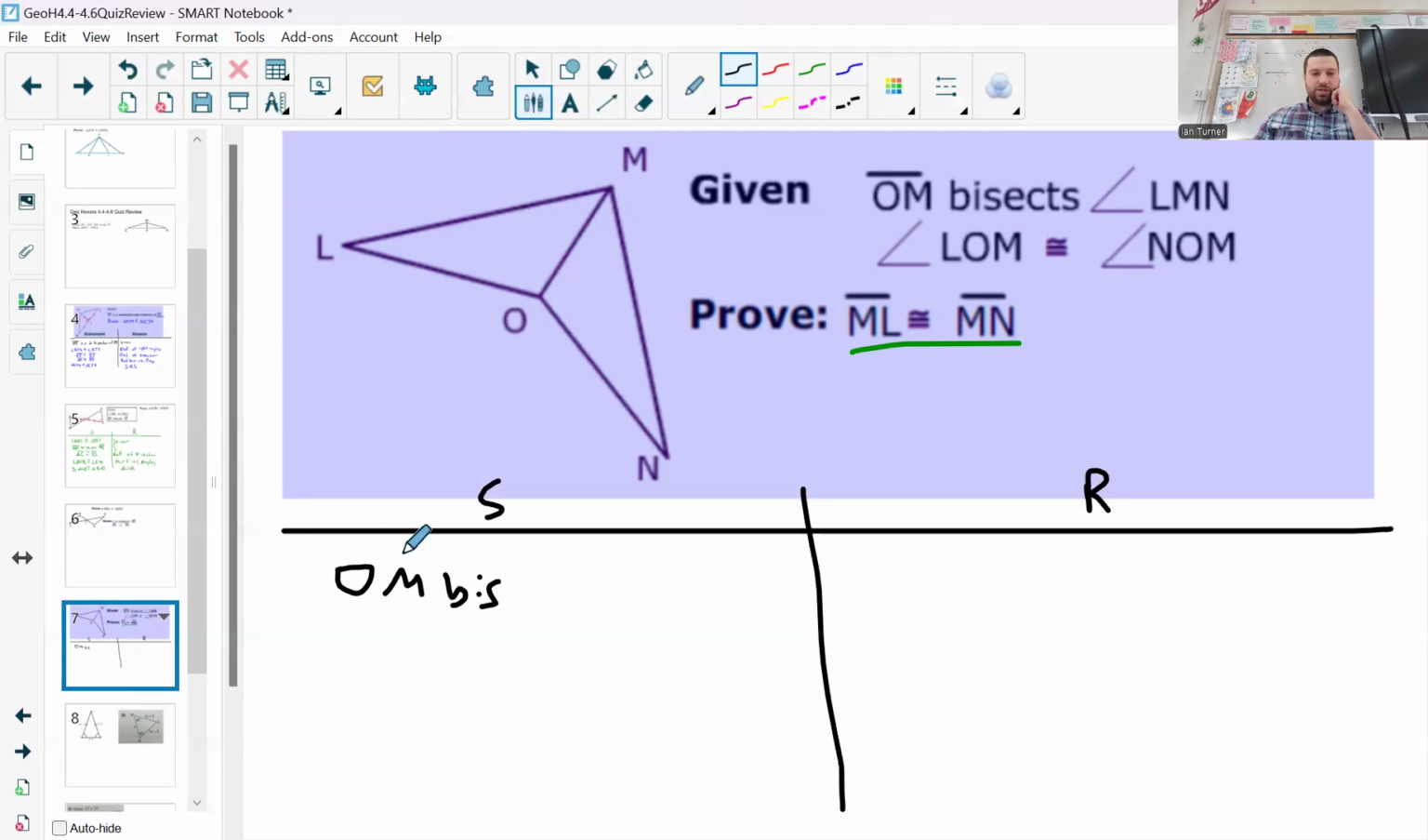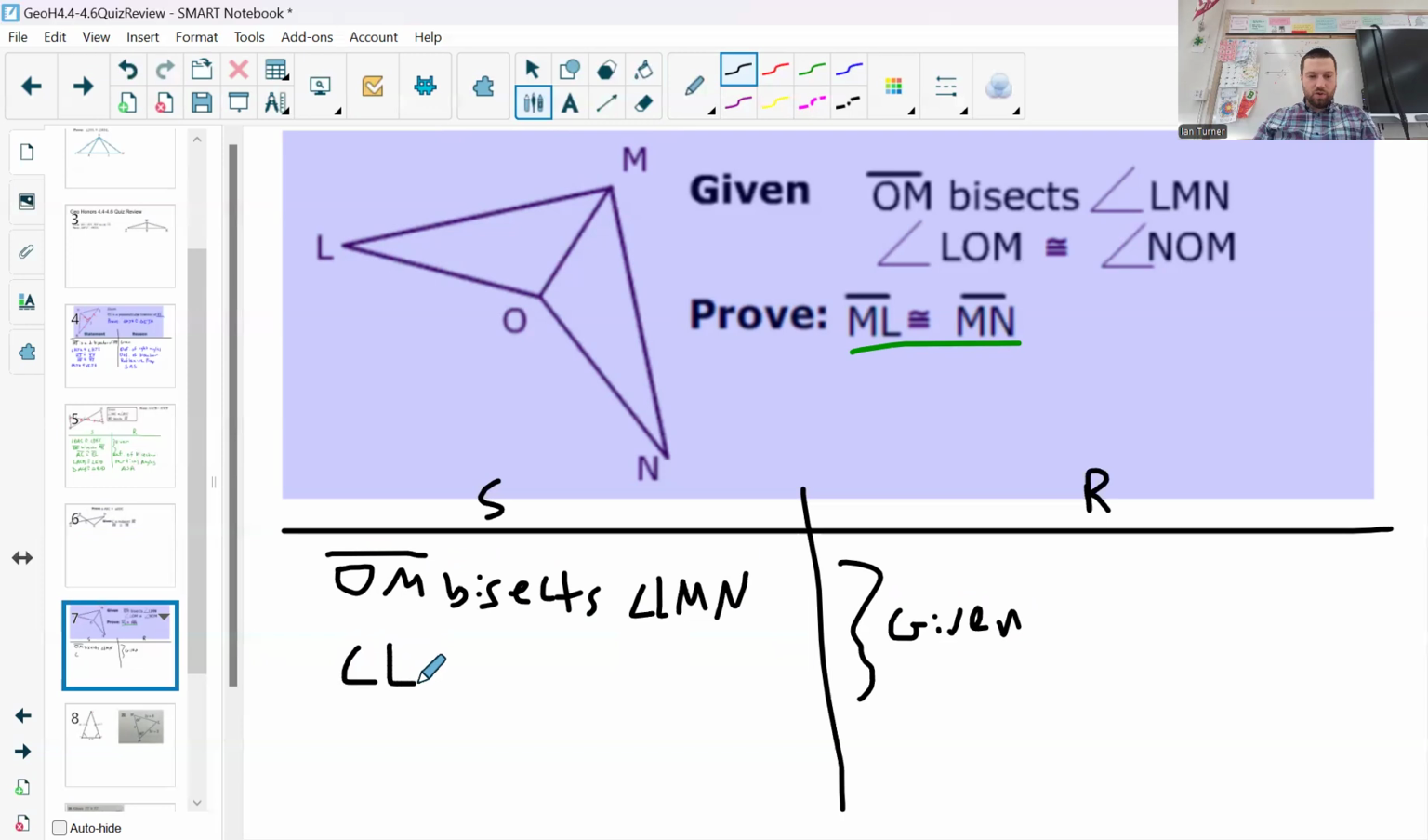Okay, so we got segment OM bisects angle. This is an angle bisector, kiddos. Angle bisector. Okay. So we got an angle bisector. Ooh, that bracket was terrible. And then we got angle LOM is congruent to angle NOM. Right, right, right. So let's mark that on the big board. LOM is this one right here. So we got that these two angles are congruent.